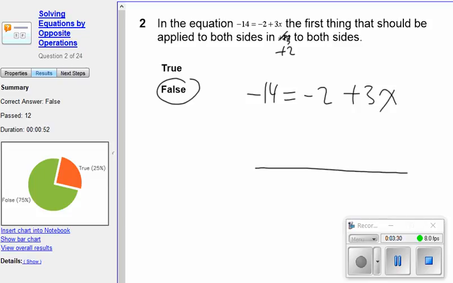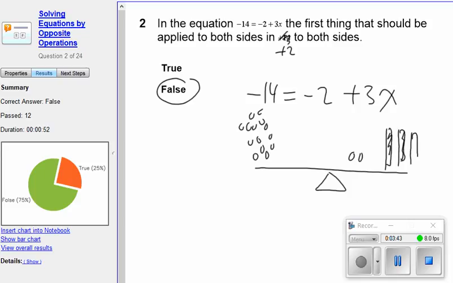Now, if you're having difficulty seeing what the constant is, what I recommend you do is think of it as a model. There's -14, there's -2, and there's 3x. And keep in mind your constant is the plus or minus integer chip value on the side of the variable. So the plus or minus value that is on the side of the variable is called your constant.